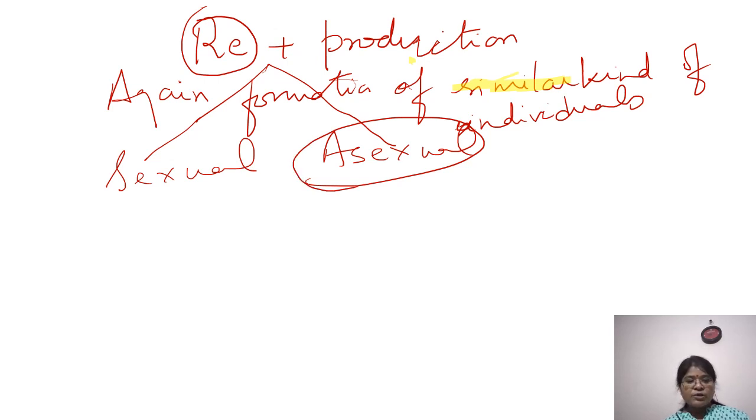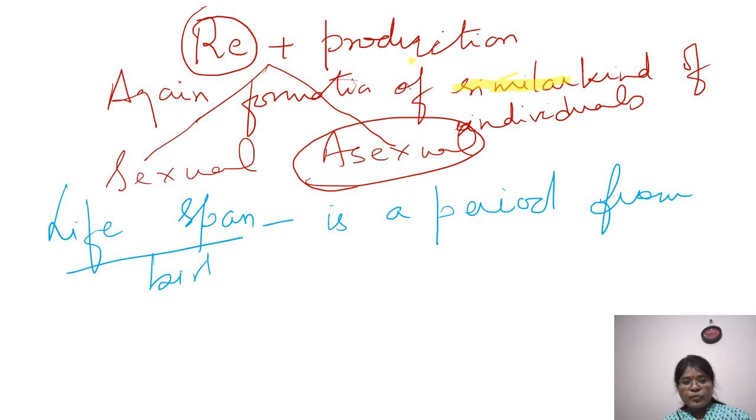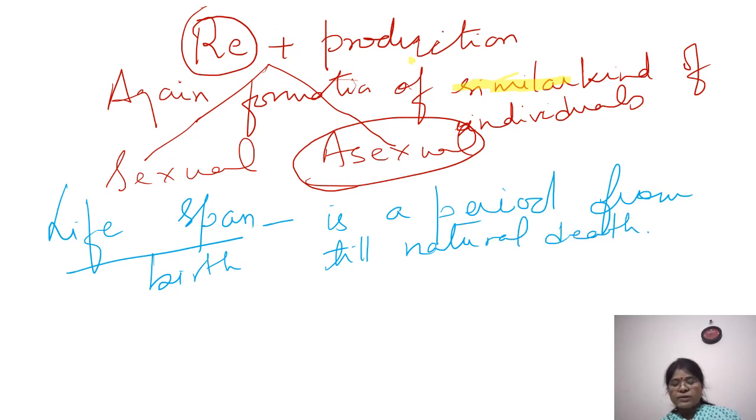But before I start with asexual reproduction, I will tell you something about lifespan. Lifespan is the period from birth till natural death of that organism. This lifespan varies. For some organisms it could be half an hour, for some a few months, for some years, and for some many years.